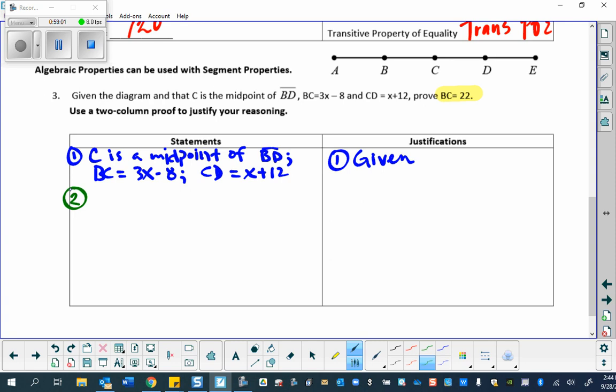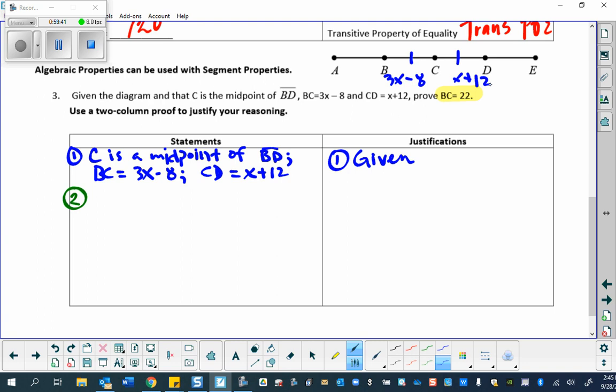Let's talk about what this means. If C is the midpoint of BD, are you okay with this being equal to that? Yes? So if BC is 3x minus 8 and CD is x plus 12, think for a minute about what you can do. Anybody have any ideas? Any ideas on what you can do? I know what you can do, but I don't know what properties of the class.